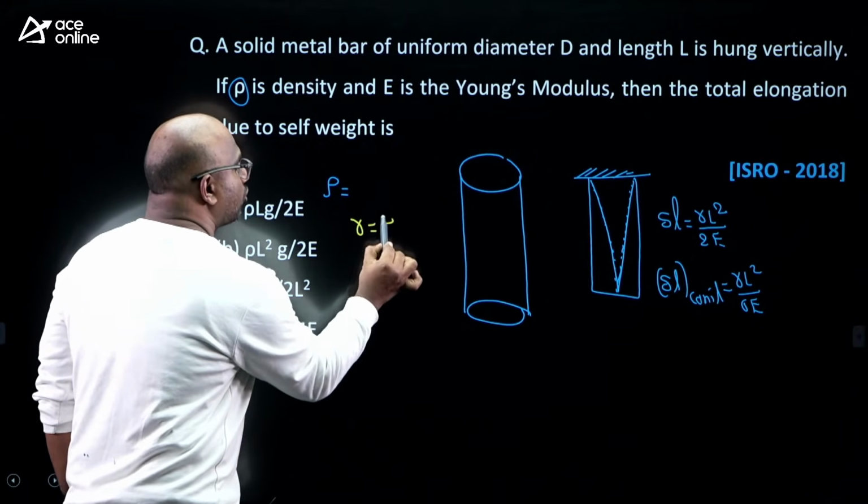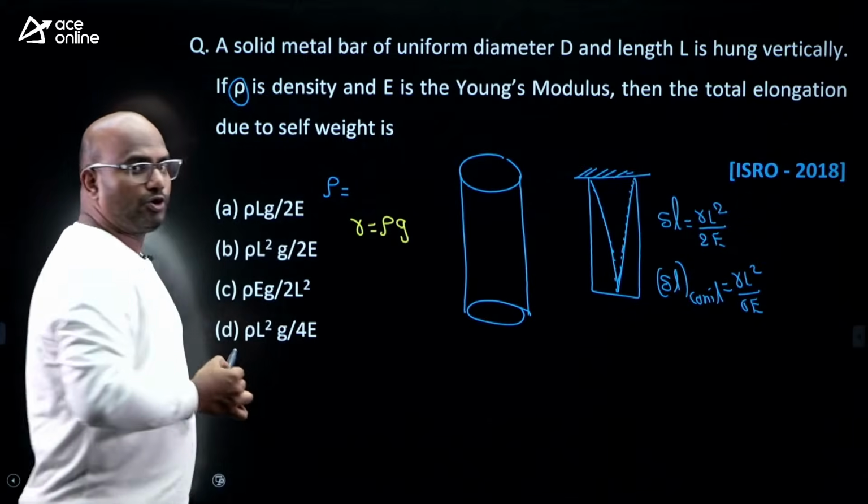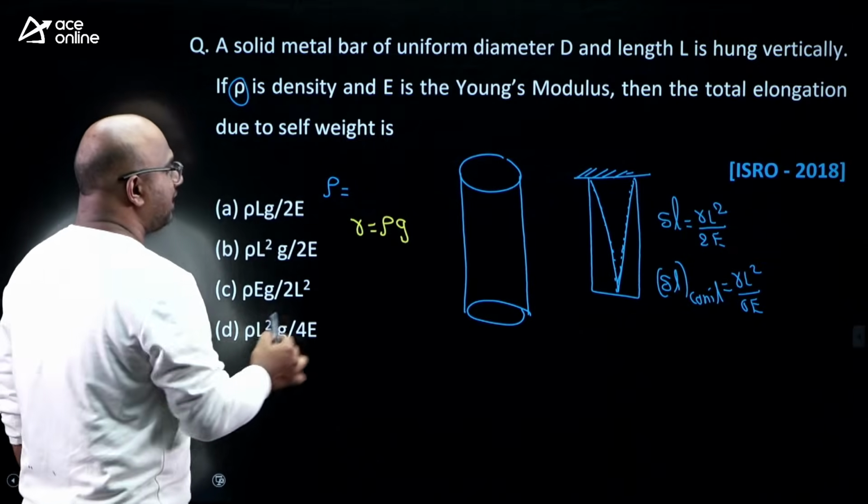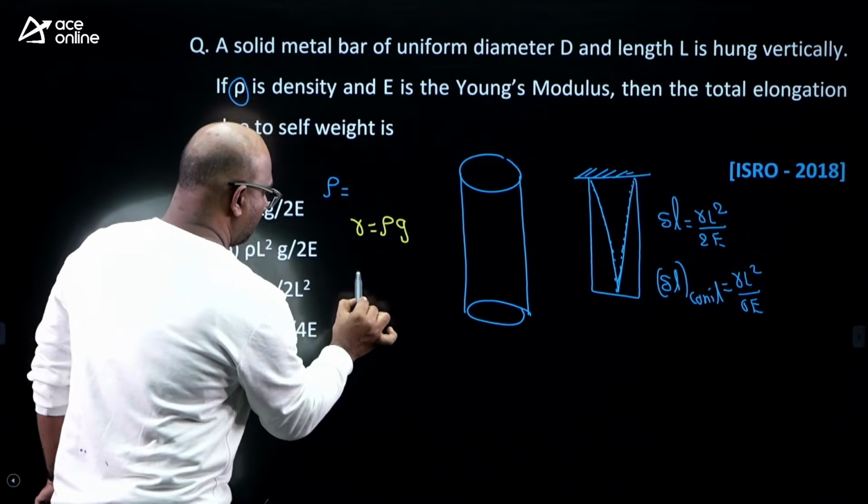Gamma means how much, guys? Rho times G. What is the formula he will be coming to, guys? Tell me, everyone.